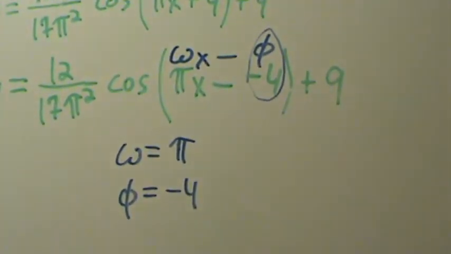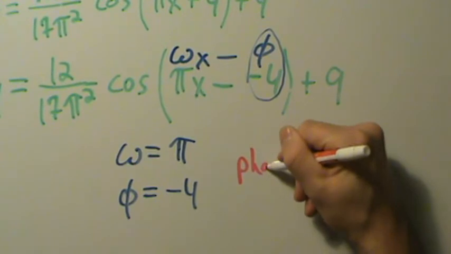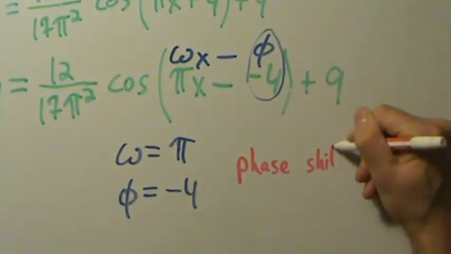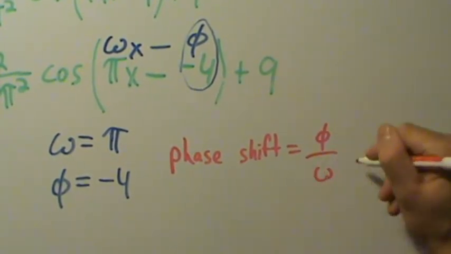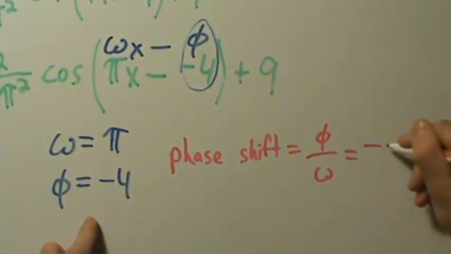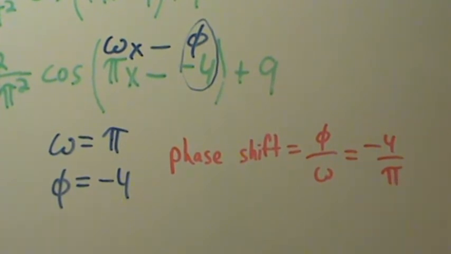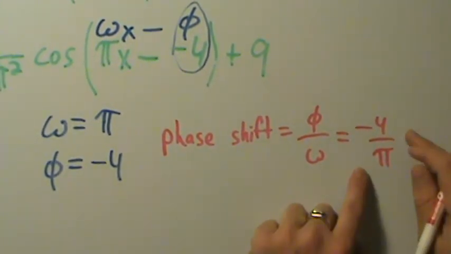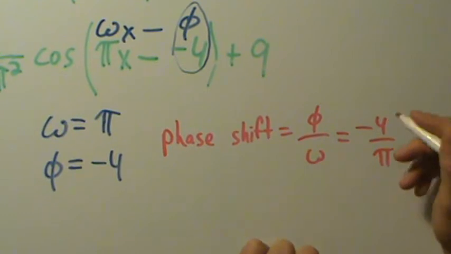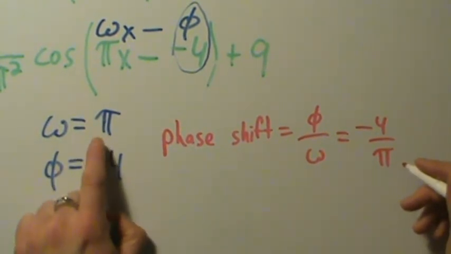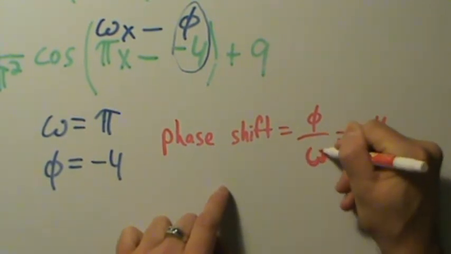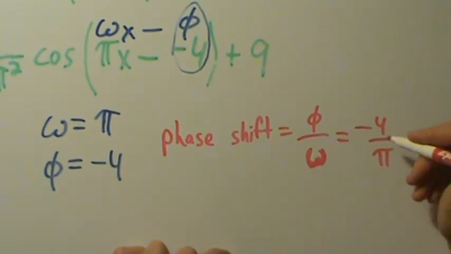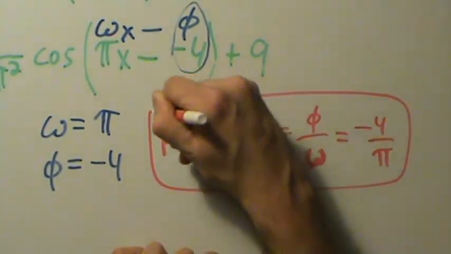So the phase shift is still the same, it's just phi over omega, where phi is negative 4 and omega is pi. So the phase shift is negative 4 over pi. That's an incredibly strange number, but it is what it is, because omega is pi and phi is just negative 4. So the phase shift is always phi over omega. The answer really is that simple. Once you have these numbers, you just divide them, negative 4 over pi, and that is our answer for example 3.